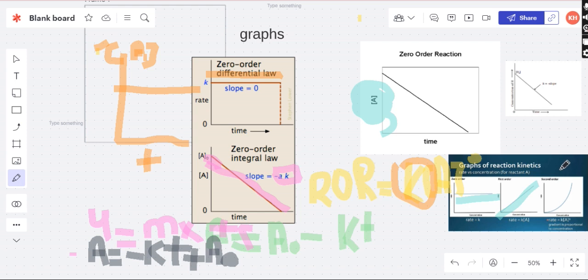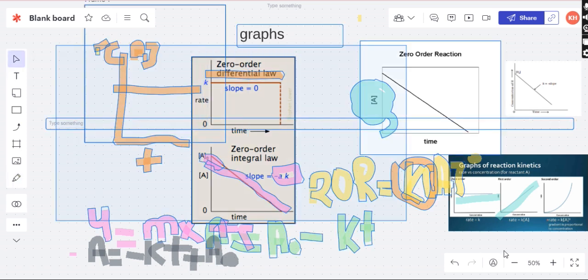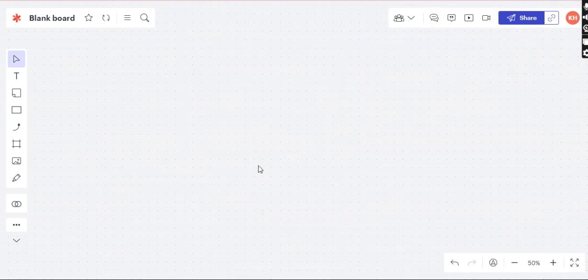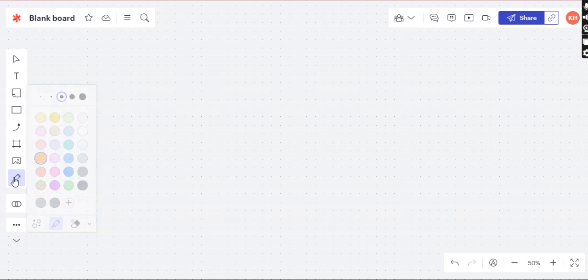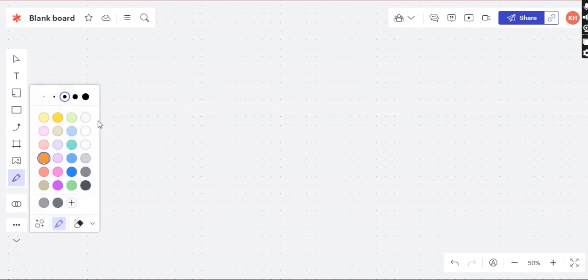Now I would like to discuss the product graph as well. The graph is remaining here, the half-life graph. Now I'm going to discuss some other graphs that are not given here. So first of all, the half-life graph. Now I'm drawing the half-life graph. For drawing half-life, let's write this equation.